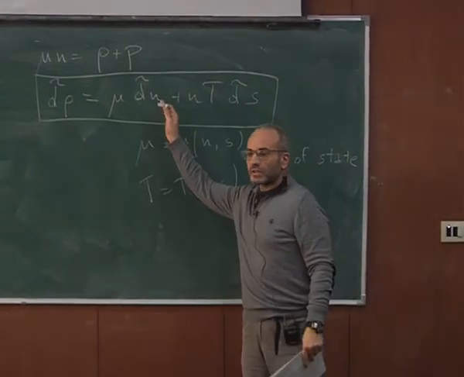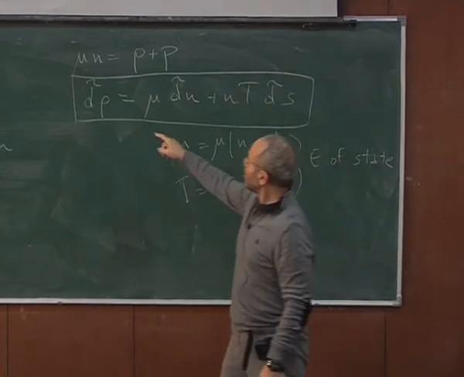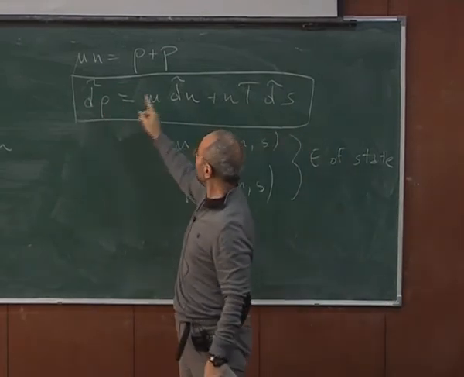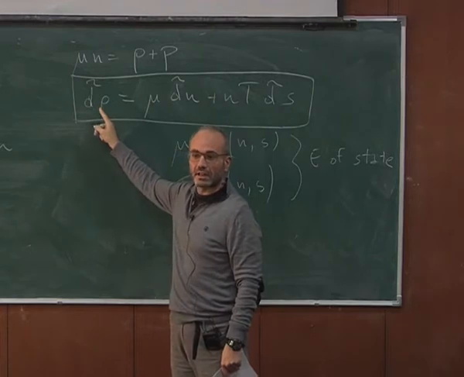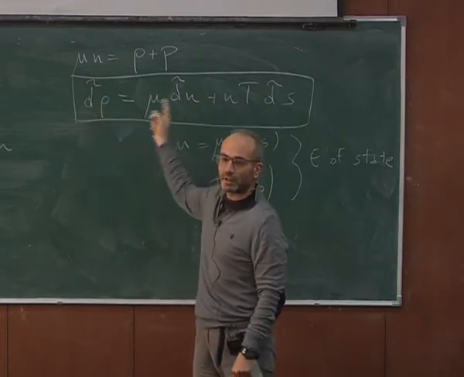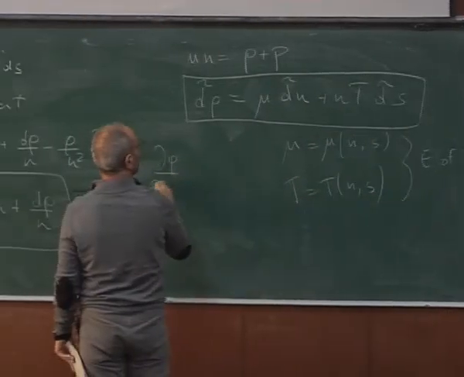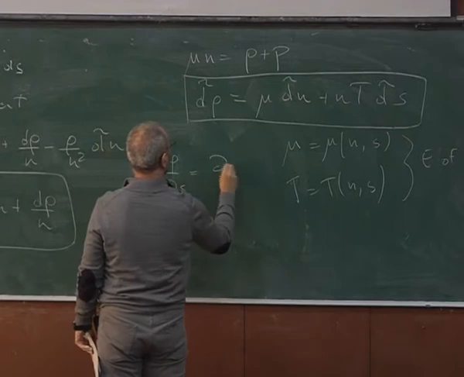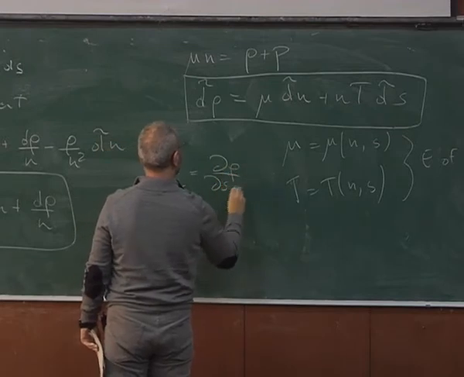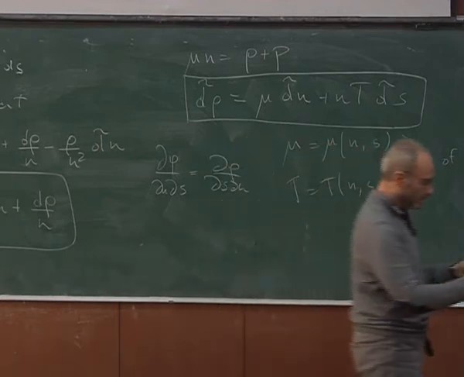These two equations of state are not exactly independent, because I have to impose that d rho is an exact differential. Or if you want, cross partial derivatives must be the same. So d rho over dn ds must be equal to d rho over ds dn. So I have this constraint here.